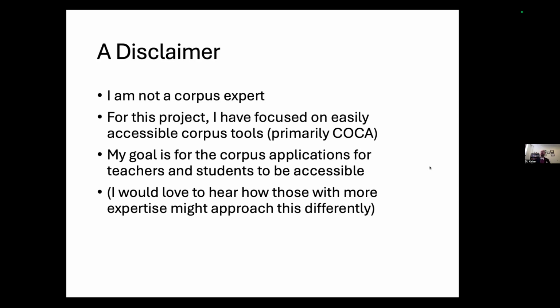For this project, I focused on an easily accessible corpus tool, COCA. So COCA is what I used. I'll mention the BNC, the British National Corpus, and talk about just some uses of that. A big part of my goal is for corpus applications to be really accessible for teachers and for students. If you don't know much about corpora, this is something that you could do, although it took a long time to do it, and I'll talk about that.